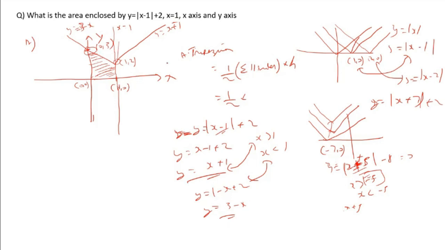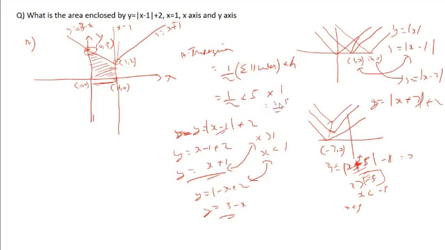You can find the area of the quadrilateral by the quadrilateral area formula, or you know that it's a trapezium because the sides are parallel, so it will be half into sum of parallel sides into height. The parallel sides are 3 and 2, so this is 5 into height. Height is the distance between the parallel sides, which is 1, so this is 5 by 2 or 2.5, and you're done.